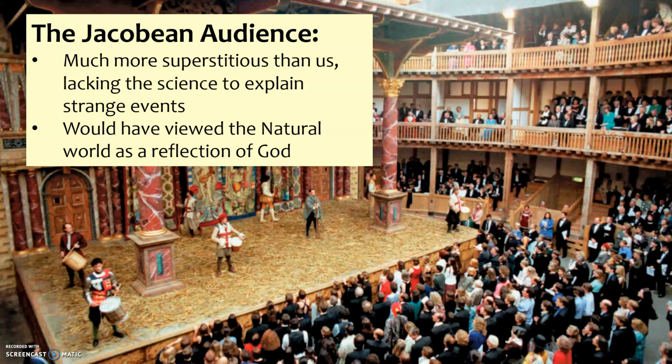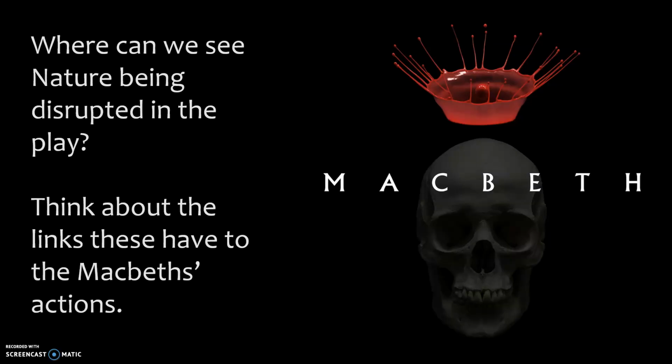So my second bullet point there would have viewed the natural world as a reflection of God, and as I said, God's mood. So bear those things in mind, because actually they are really important when you see what happens within the play. So my first thing is, where can we see nature being disrupted in the play?